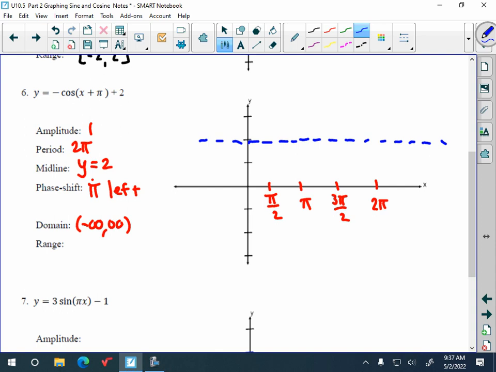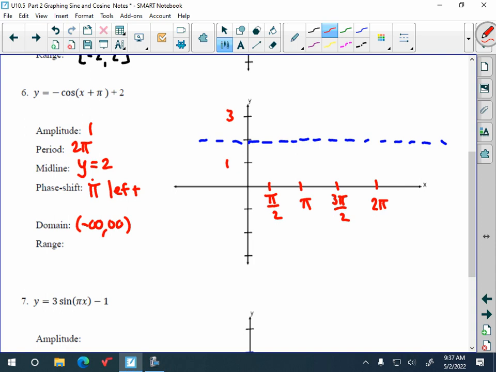All right, our amplitude is 1, so the highest we're going to go is 1 unit above that midline. So we're going to go up to 3. Okay, our midline's at 2. Our amplitude is 1, so we'll go 1 unit above, and then we're going to go 1 unit below that midline. So that would be at 1. So the highest we're going to go is 3. The lowest we're going to go is 1. That gives us an amplitude of 1.